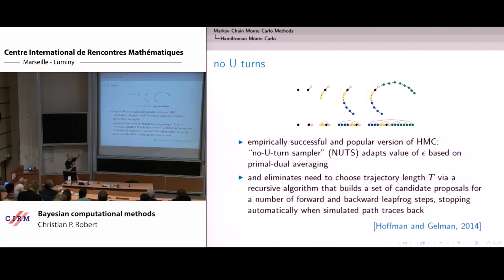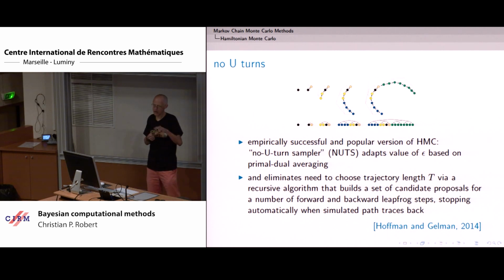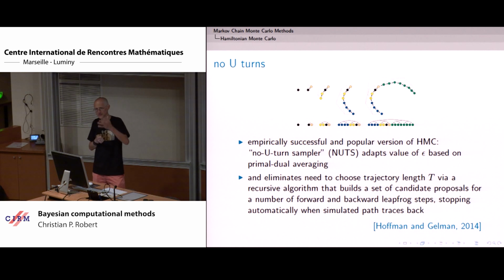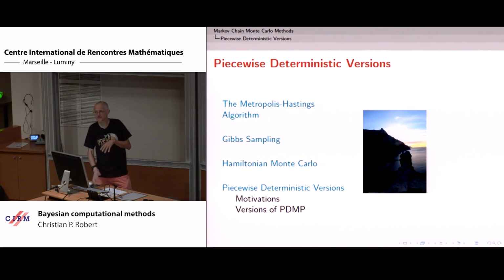No U-turn or not is one of the cogs in the Stan algorithm. And Aki will explain that much better than I this afternoon. So that's HMC in 3 minutes.